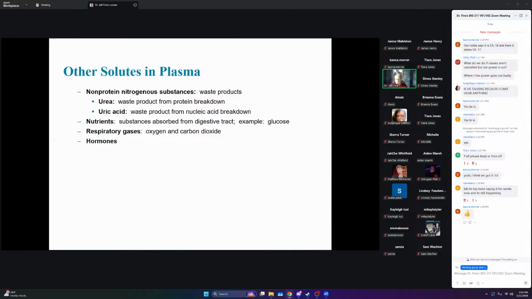Okay, respiratory gases, this is predominantly, again, our oxygen and carbon dioxide. And as we've talked about for the last 2 lectures, our hormones have to get around the body, and blood, of course, and our plasma specifically is one of the mechanisms in which they do that.